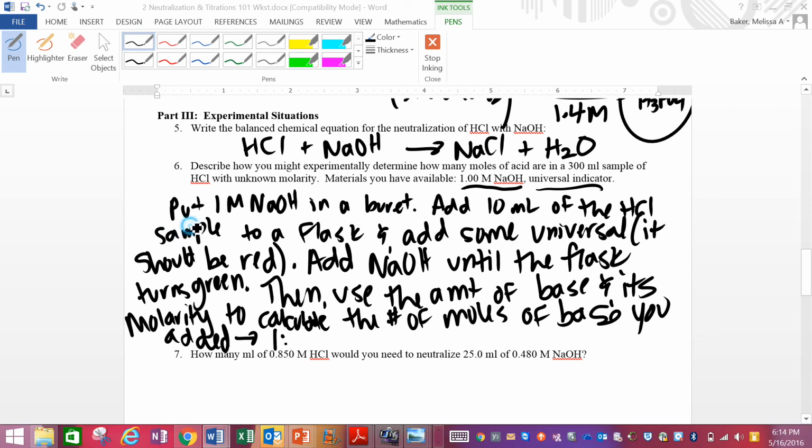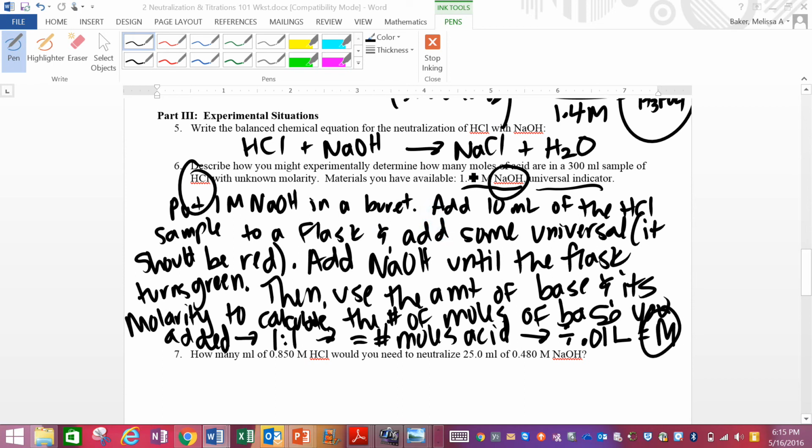Okay, it's a 1-to-1 ratio. 1 HCl for every 1 NaOH, so that's going to be equal to the number of moles of acid that were present in that 10 milliliters. So your last step is going to be take that moles of acid and divide by the 0.01 liters that you had measured out, and that's going to give you your concentration.